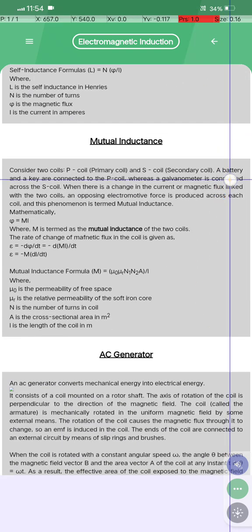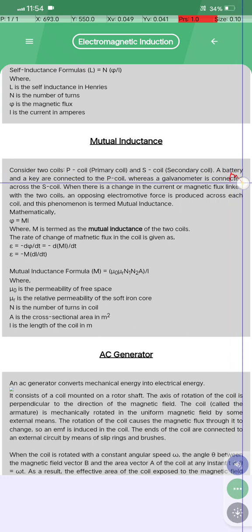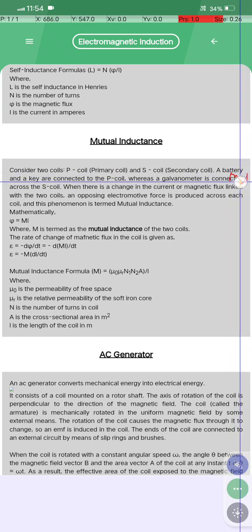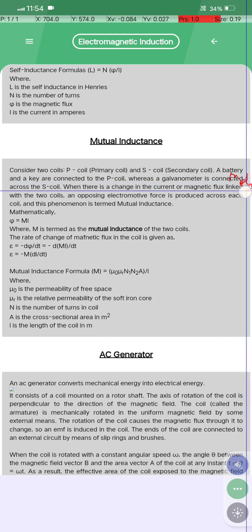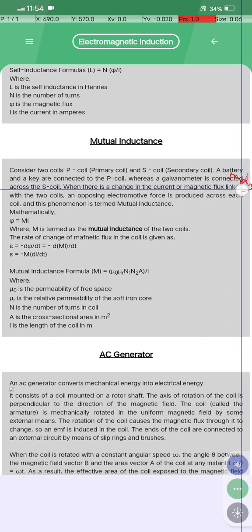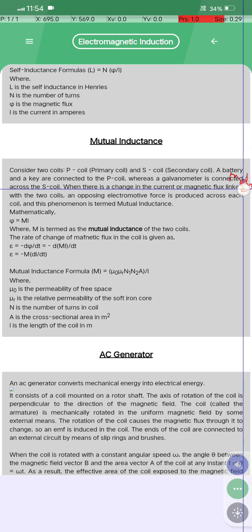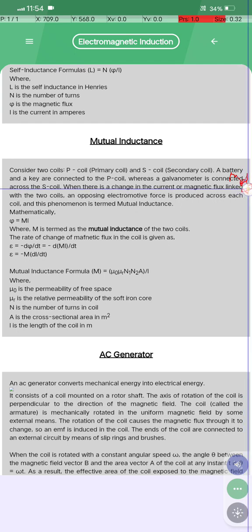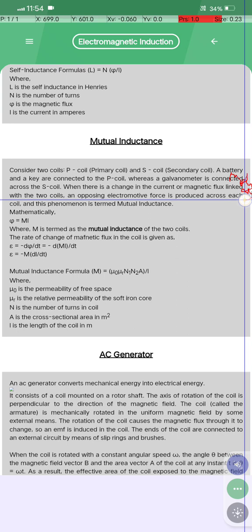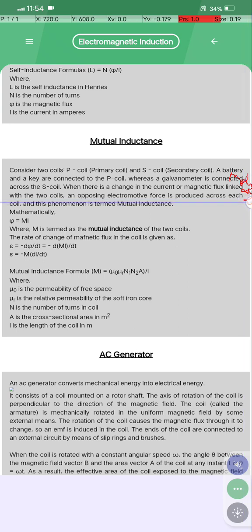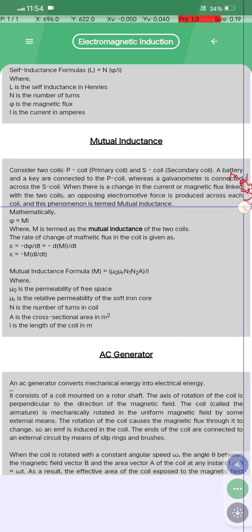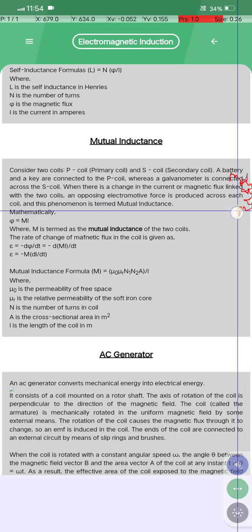Mutual inductance क्या होता है? Consider two coils, P coil, the primary coil, and S coil, the secondary coil. A battery and a key are connected to the P coil, whereas a galvanometer is connected across the S coil. When there is a change in the current or magnetic flux linked with the two coils, an opposing electromotive force is produced across each coil, and this phenomenon is termed mutual inductance.